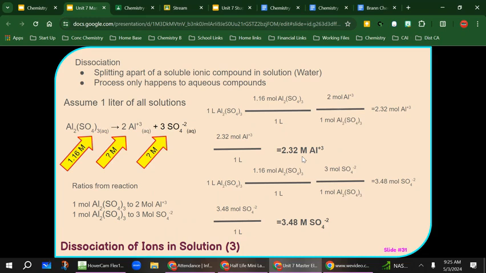So again, when we go through this, volume times molarity times the molar ratio gives us 2.32 moles. Divided by 1 liter, it doubled. Went from 1.16 to 2.32. This one triples because 3 SO4s compared to 1 Al2(SO4)3. So the molarity triples. Okay?